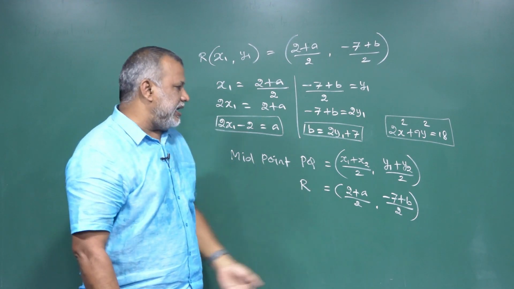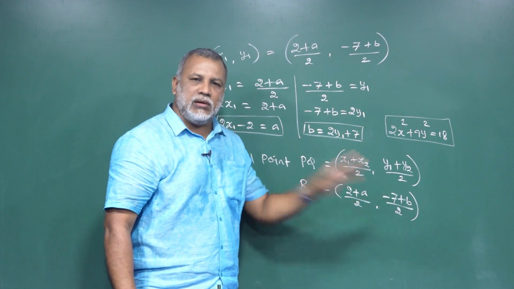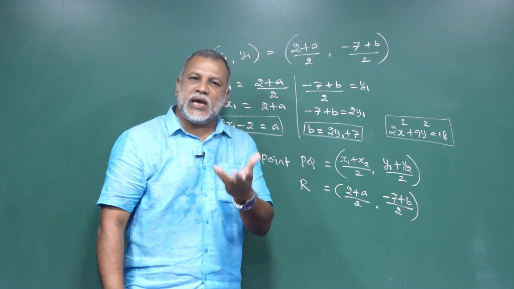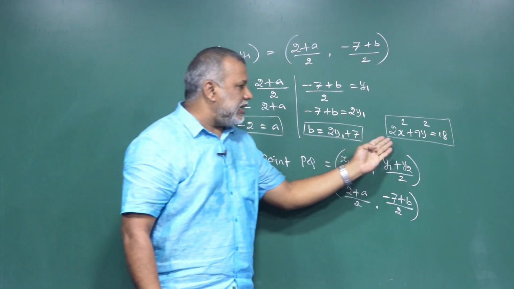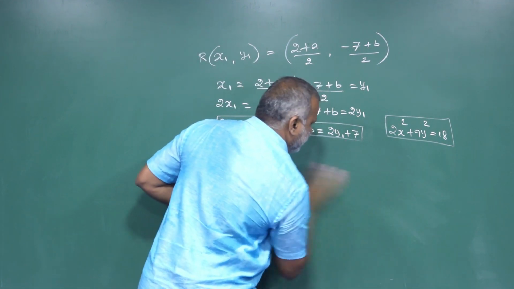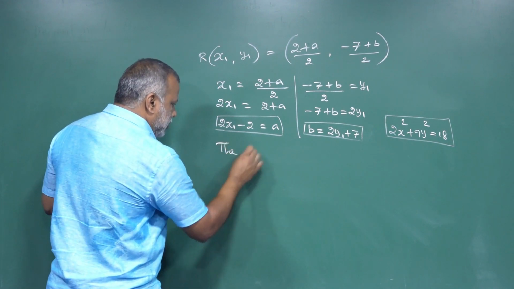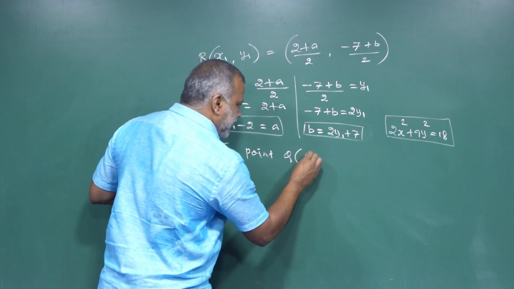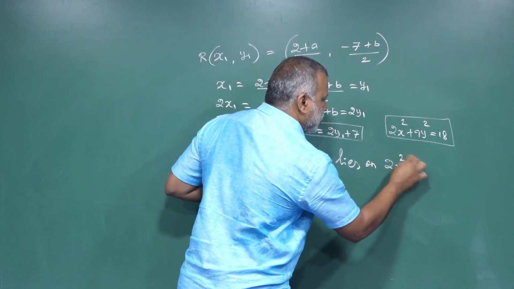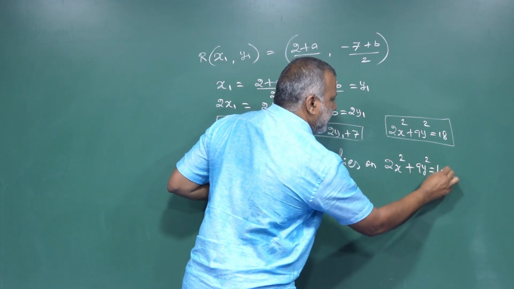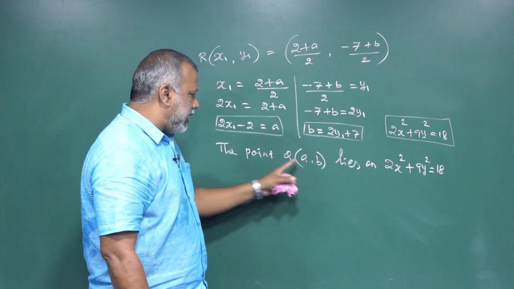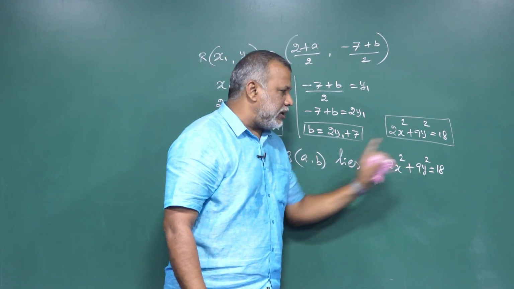So P is a point (2, -7), already given. We are selecting the point Q, which is unknown, so we select Q of (a, b) as an unknown point. That point lies on the equation 2x squared plus 9y squared equal to 18. It is nothing but the equation of an ellipse, which we already discussed. Now the point (a, b) lies on 2x squared plus 9y squared equal to 18.